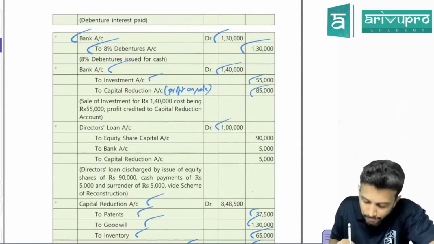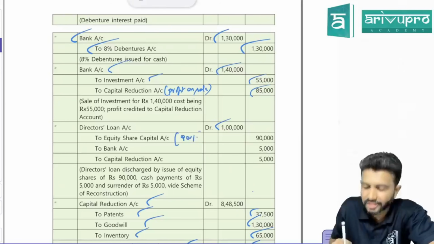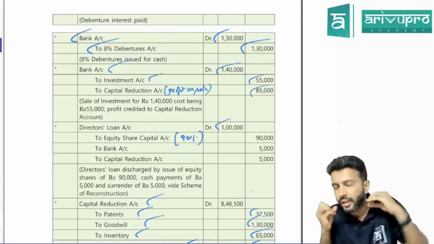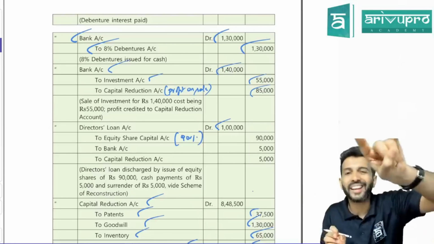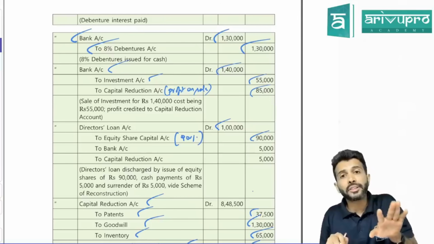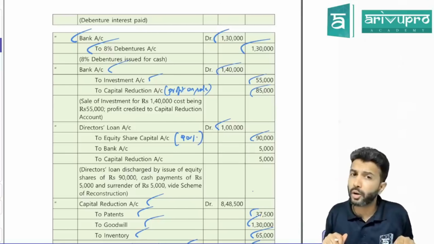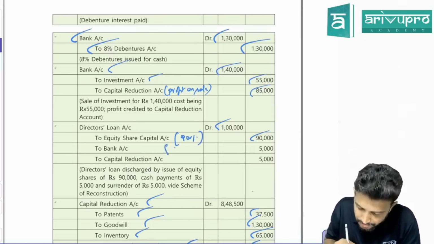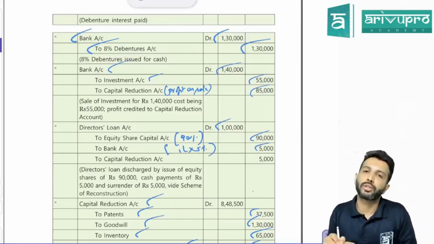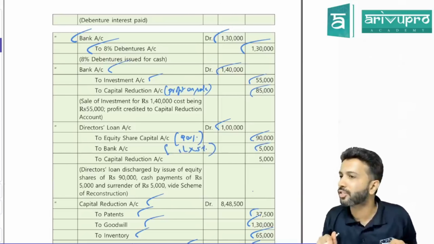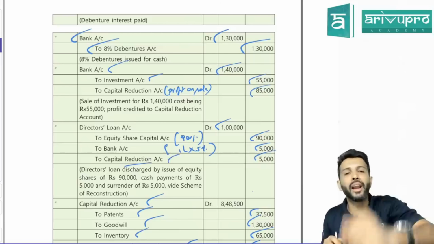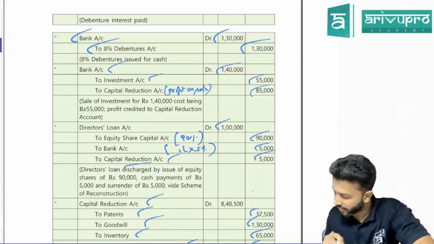To the extent of 90%, what did we give? Equity shares. If a company issues equity shares, you write equity share capital. So you'll write to equity share capital 90,000. Another 5% they told, give me cash, so you'll write to cash or bank 5%. 1 lakh of 5% will give you 5,000. Another 5% they waive themselves. Another 5,000 is a waive off that goes to capital reduction account or capital reserve account.